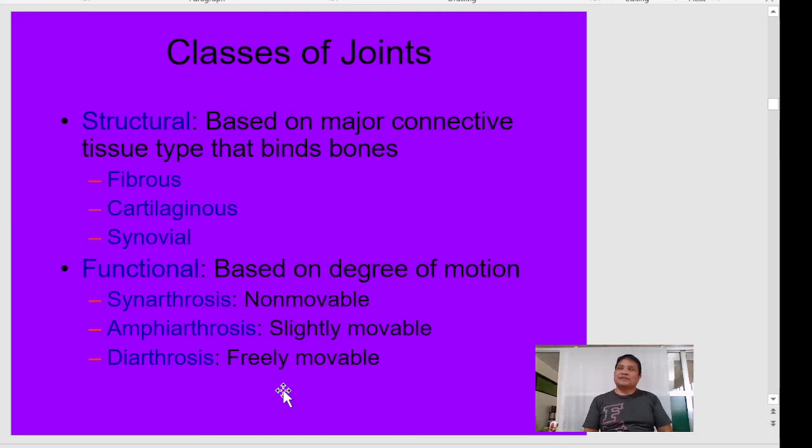Then we have the functional classification. This is based on the degree of motion. The immovable type of joint is considered synarthrosis. It has no movement at all. Then you have your amphiarthrosis. This is a slightly movable or your cartilaginous type of joint. And diarthrosis, which is the freely movable type of joint, or your synovial.